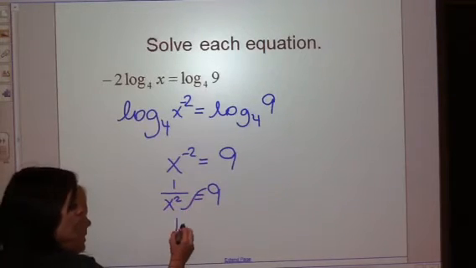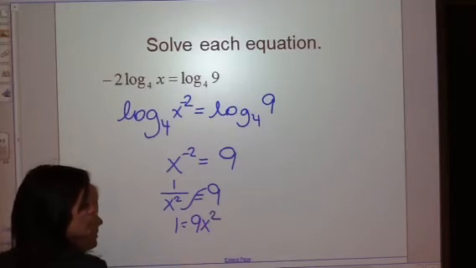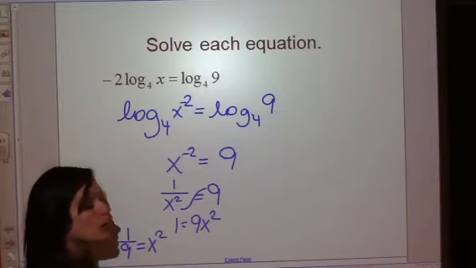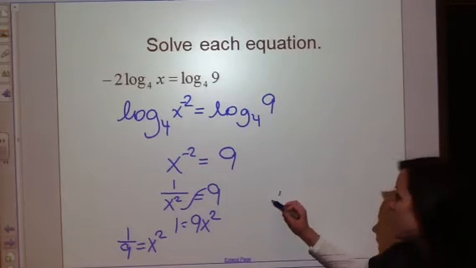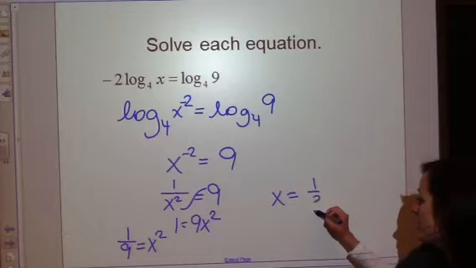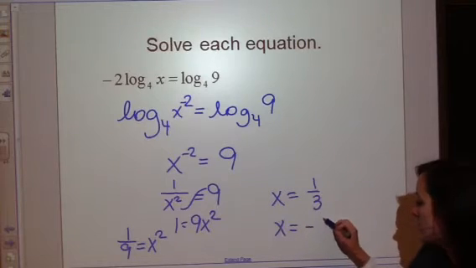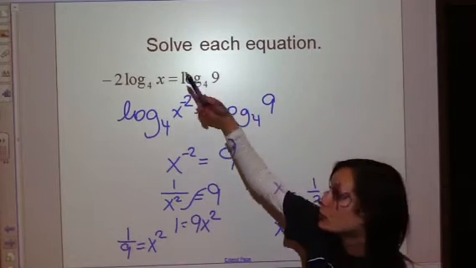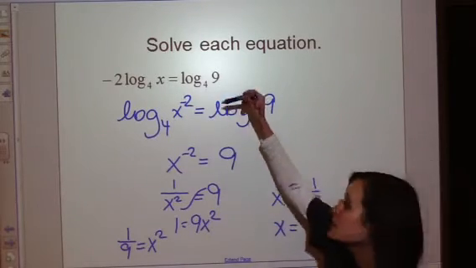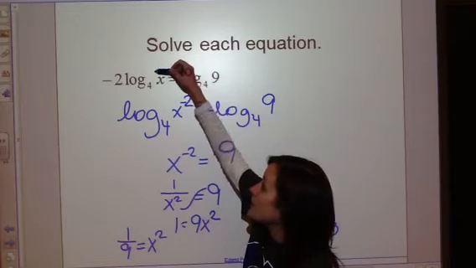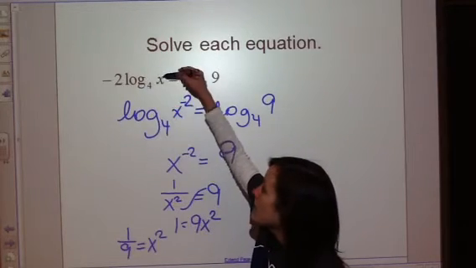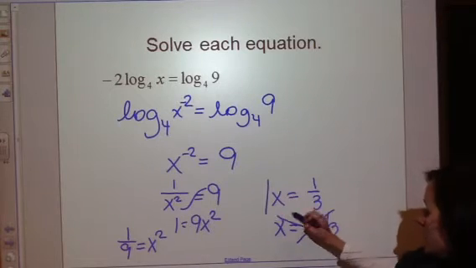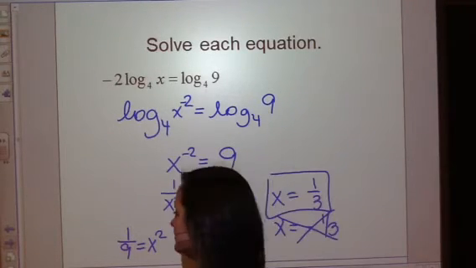Crisscross, and you get 1 equals 9x squared. Divide by 9, and you get 1/9. Now unsquare, and you get x equals 1/3, and you would get x equals -1/3. However, when you plug in -1/3, it will not work because this quantity right here cannot be negative. Your subscript can, but this number never will be. So this answer is invalid, and you just get x equals 1/3.